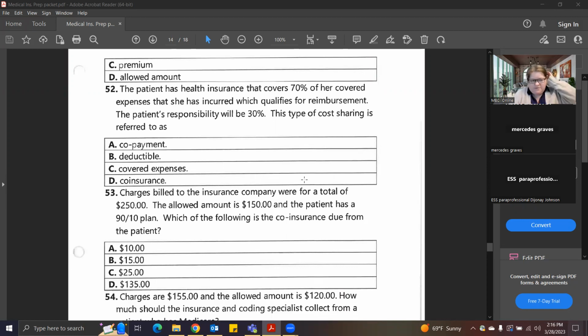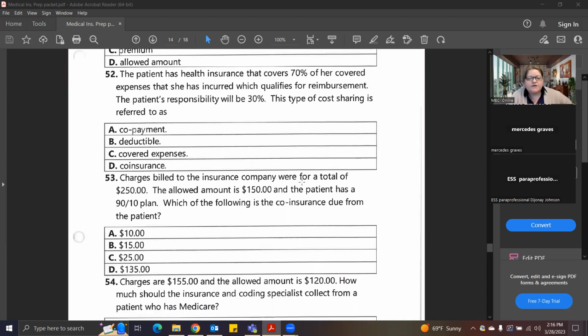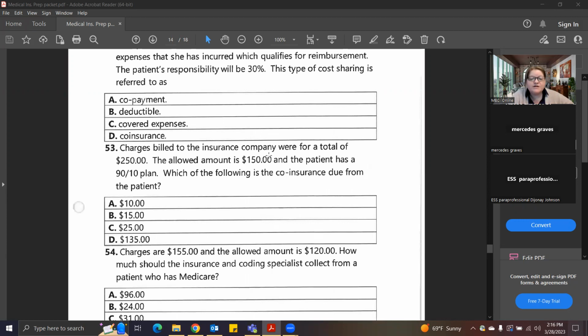Okay. All right. Number 53. Charges billed to the insurance company were for a total of $250. The allowed amount is $150. And the patient has a 90/10 plan. Which of the following is the coinsurance due from the patient? $10, $15, $25, or $135?